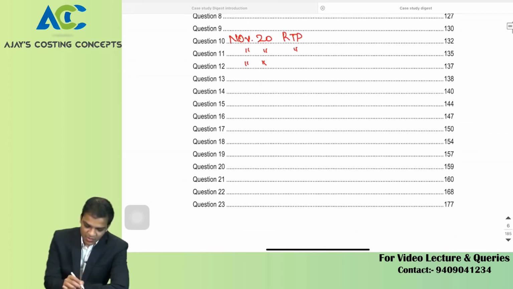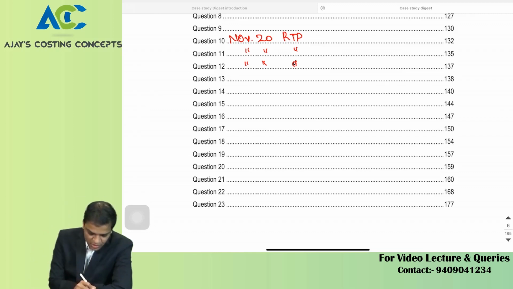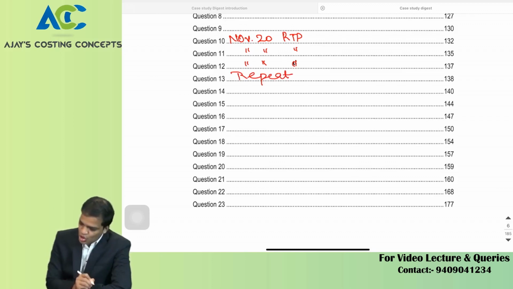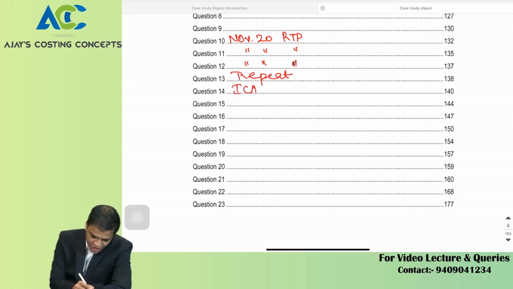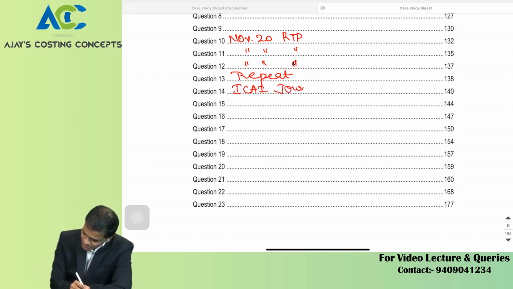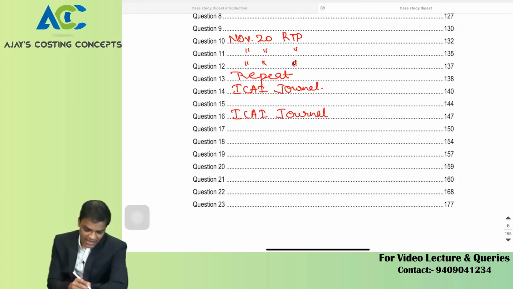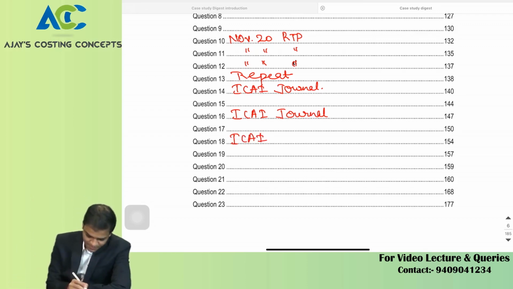Right? Question number 13 is a repeat question, right? A repeat question is a similar kind of question which you will read in your institute module also. Question number 14 is an ICAI journal question, right? It is a question that was covered in the ICAI journal. Question number 16, again an ICAI journal question. You may note this down, this would be helpful for you. Question number 18, again an ICAI journal question.